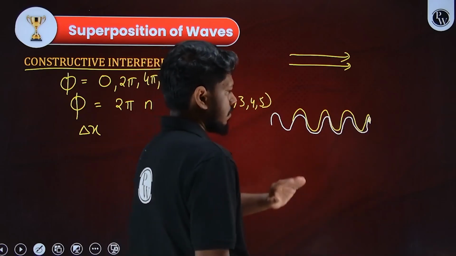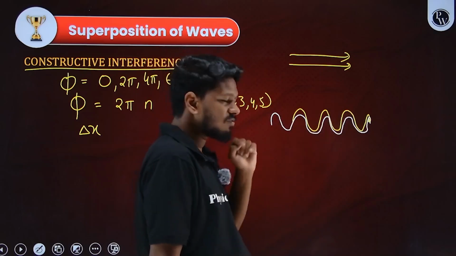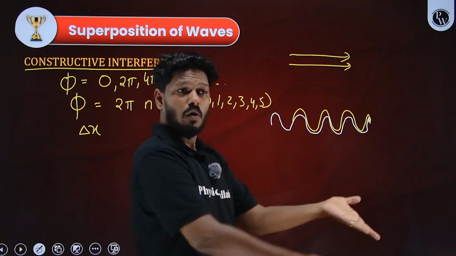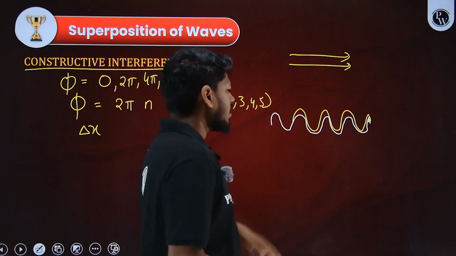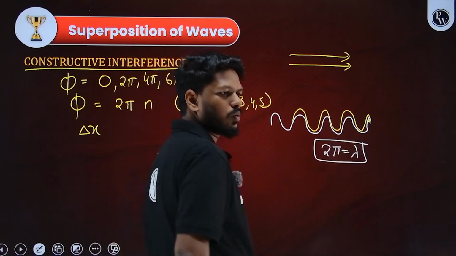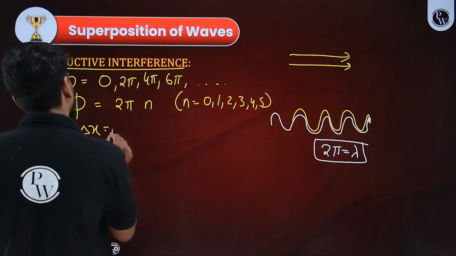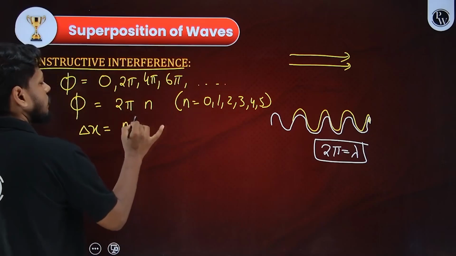So both the waves are going to meet at the same point. But this wave has traveled less distance and this wave has traveled more distance. How much difference, sir? 1 revolution. So in 1 revolution, can I write 2 pi is equal to lambda? So my phase difference and path difference will be, instead of 2 pi, just put lambda.